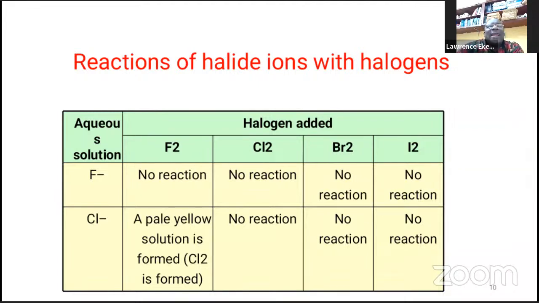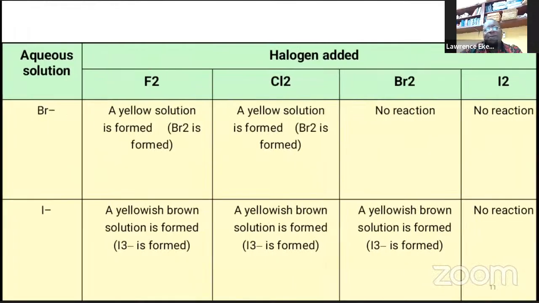So for the chloride ions, when they interact with fluorine, that is the only reaction that exists when the chloride ions react with the halogens. When the chloride ion reacts with fluorine, they give you a pale yellow solution. But for the other halogens, there are no reactions.